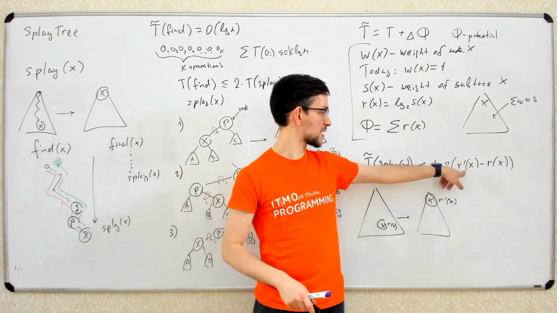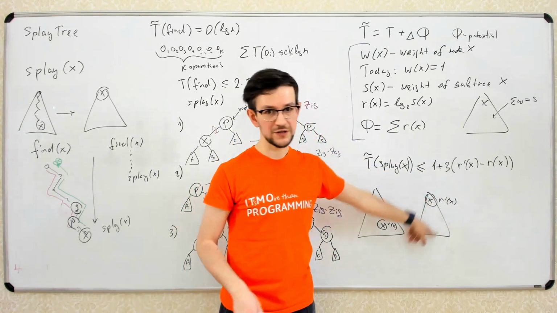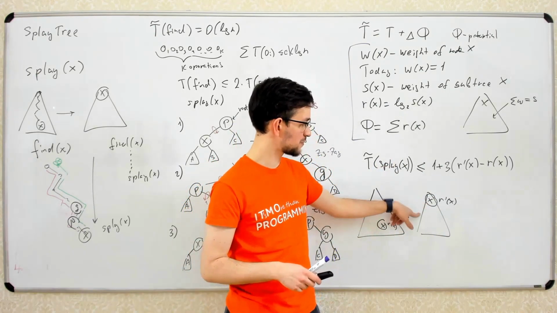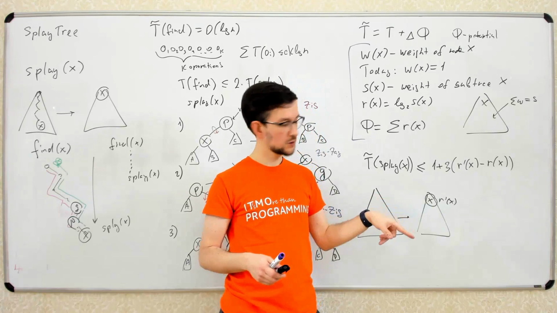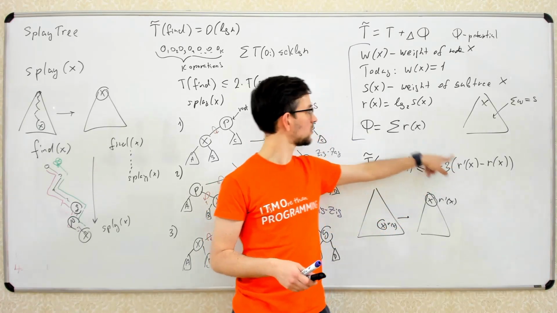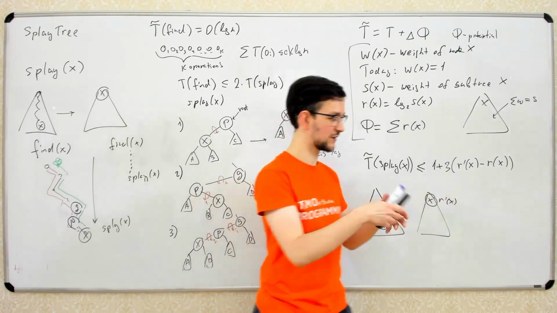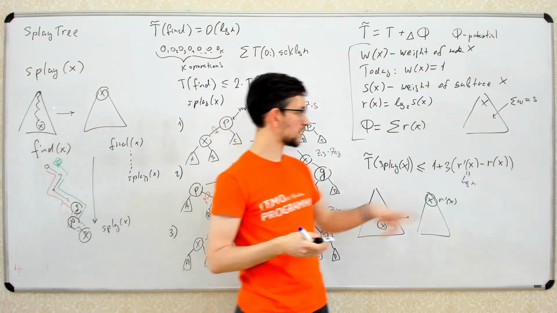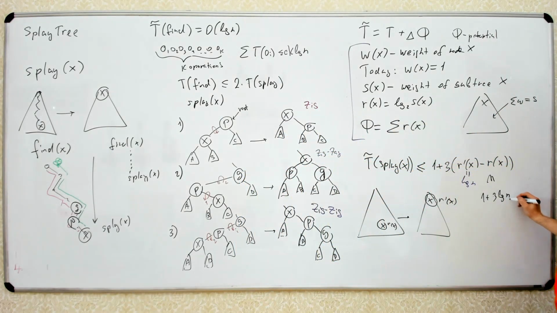So what is the new rank of X? The new rank of X is the logarithm of the total weight of all these nodes. The total weight of all these nodes is n, right? After you make this splay operation for this node X, since it is the root, this total weight is n. So this new rank is the logarithm of this size, which is n. So this is log n. And this other term is negative, so this is no more than 1 plus 3 log n. This is big O of log n. So that's simple.